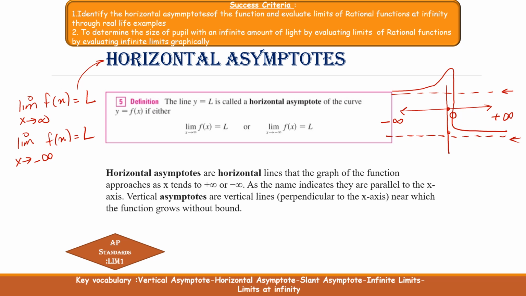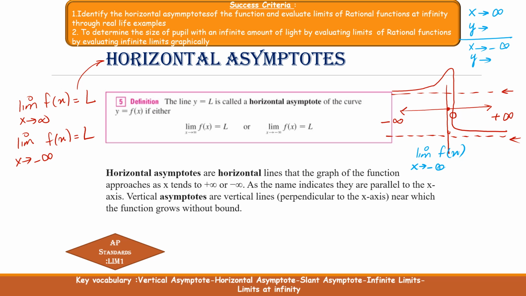If I ask you what is the limit of the function f of x when x is approaching negative infinity, you know that in previous grades we have studied and found the end behavior. End behavior is given by what the behavior of y is when x is approaching positive infinity, and similarly, when x is approaching negative infinity.